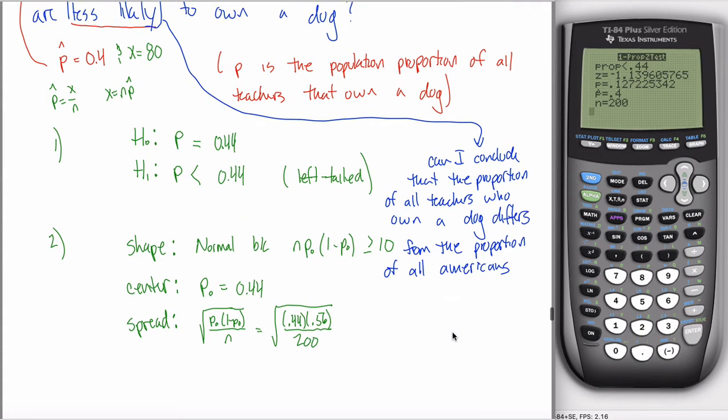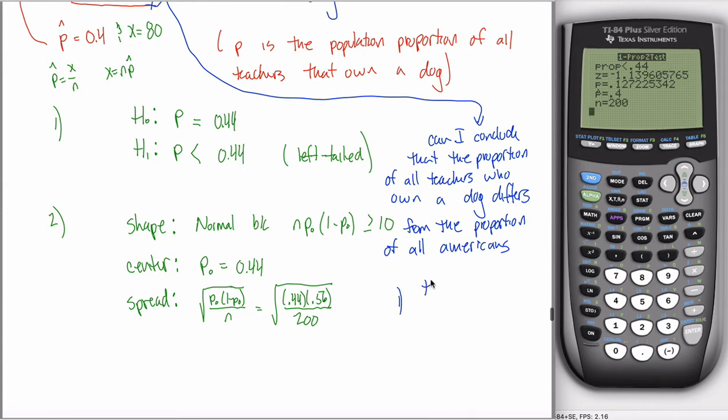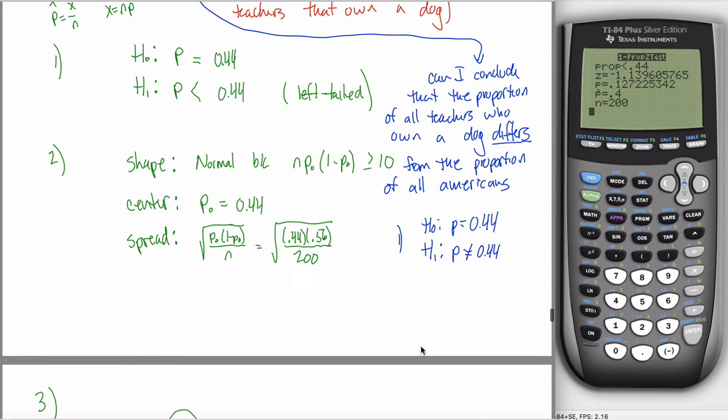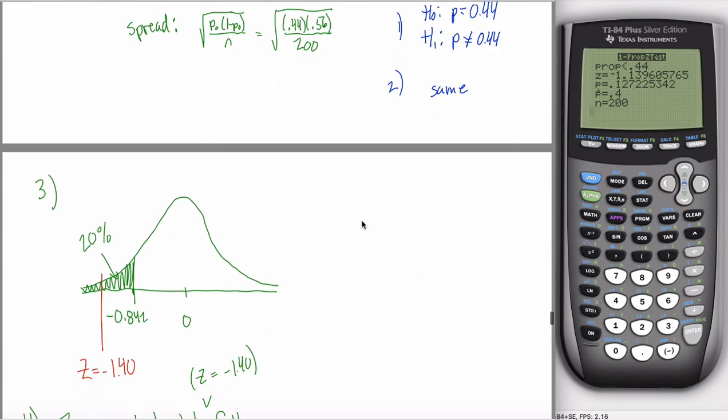All right, what if we changed it to that? What would change? Good news, not very much. For step one, my null hypothesis would be identical. I'd still say P equals P naught, which is 0.44. However, my alternative hypothesis would now be not that P is less than P naught, but that P does not equal P naught. Because my claim here, maybe the word to underline would be the word differs. Step 2, shape, center, spread, that'd be the exact same. Step 3, your picture. It's going to look a little bit different. I'm going to draw my picture. It's still approximately normal because shape, center, spread is the same.